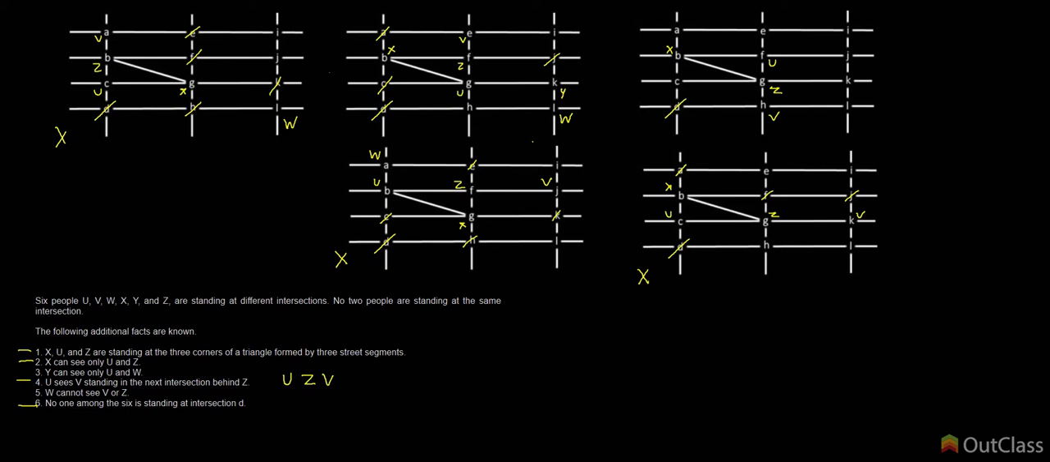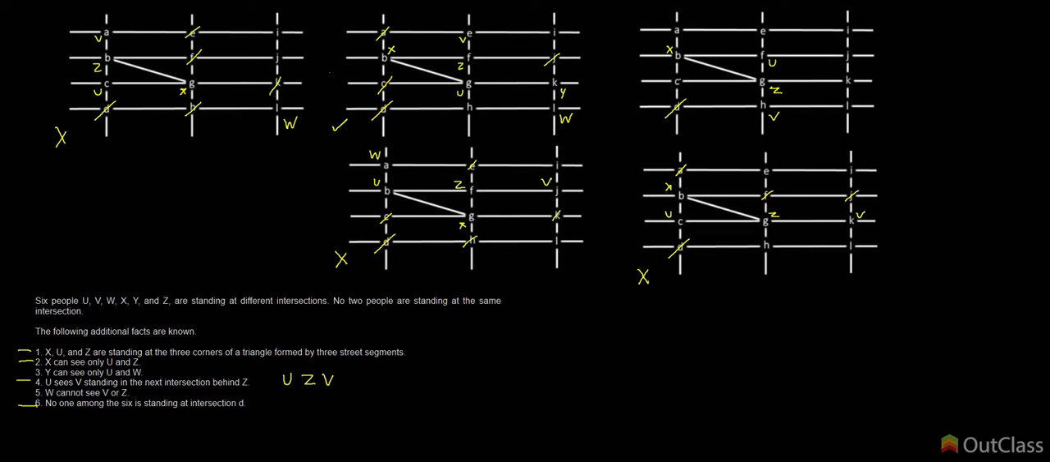Let's check all of the conditions again. X, U, Z in a triangle. X can see only U and Z, cannot see the others. Y can see only U and W. True. U sees, that's already done. W cannot see V or Z. This seems to be the correct case. We'll look at the next one as well.